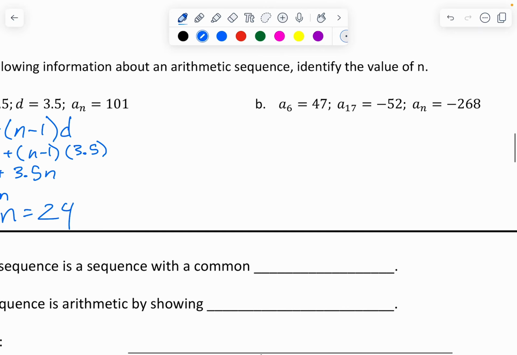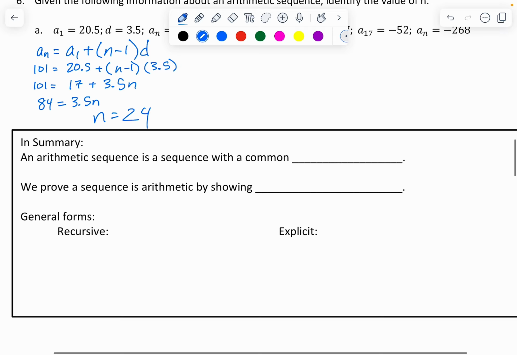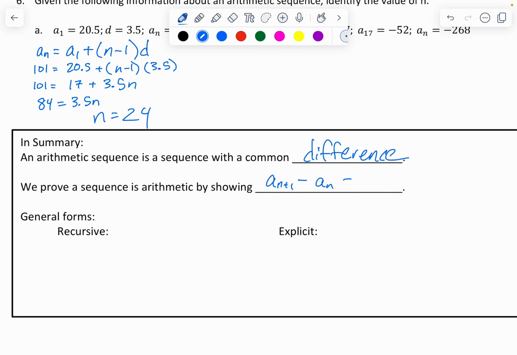Just to make the video a tiny bit shorter, we're not going to do that next one. But in summary, an arithmetic sequence is a sequence with a common difference. And we prove a sequence is arithmetic by showing that a sub n plus 1 minus a sub n is equal to d. Or I could say a sub n minus a sub n minus 1. If I take a term and subtract the term that came right before it, I'm going to get d. This is a little more of what I've used in honors and AP, so I'm not sure if I'm going to ask you those questions, but it's good for you.